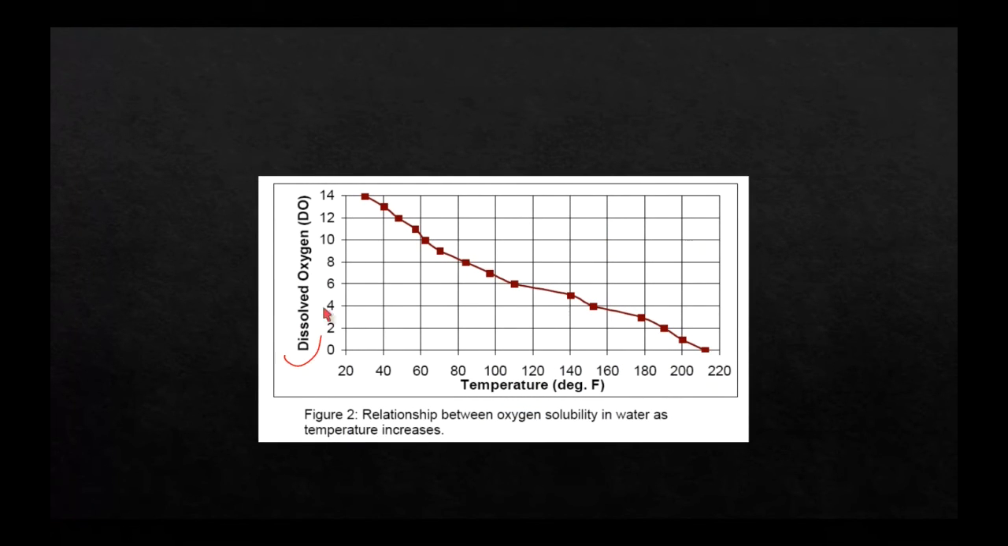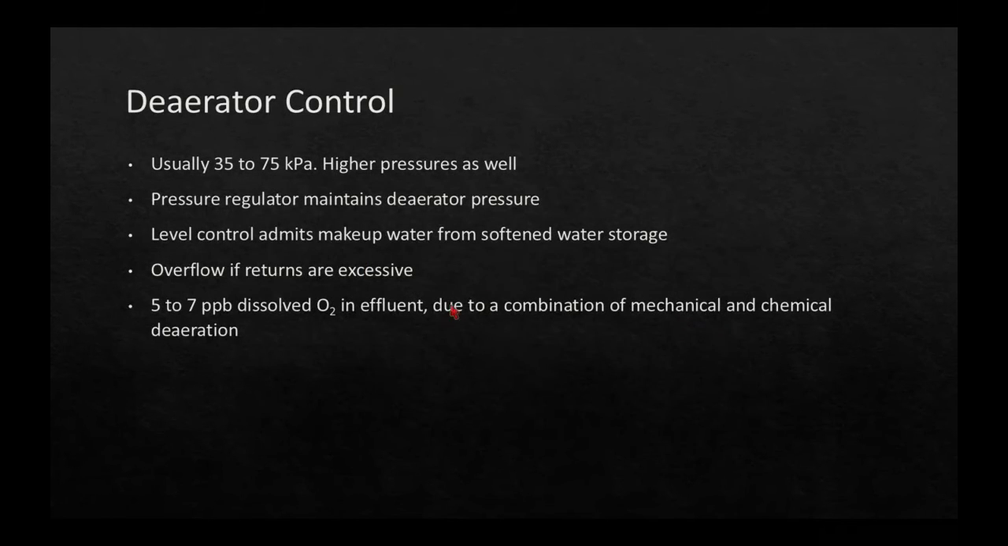And you should know the relationship between dissolved oxygen and, for that matter, dissolved CO2 and temperature. What we see is this inverse solubility curve, where at low temperature we get a certain amount of solubility, and at high temperature we get almost zero solubility of dissolved oxygen. So that's the point of this thing, is to get rid of dissolved oxygen as well as dissolved CO2 and vent that to the atmosphere. How good can we get? 5 to 7 parts per billion.